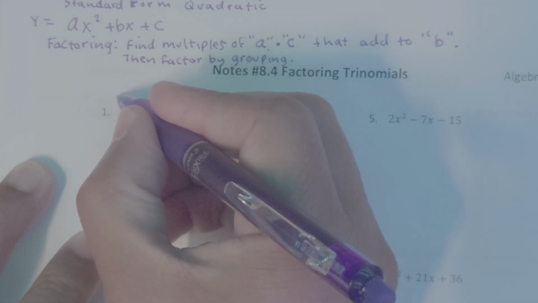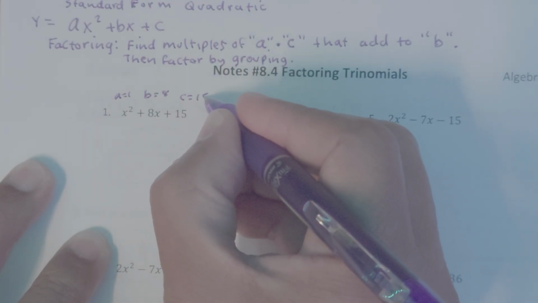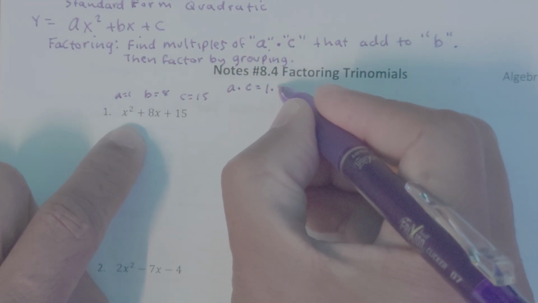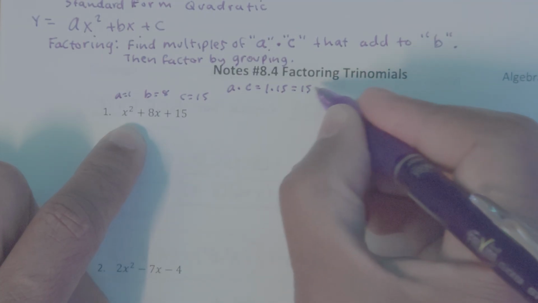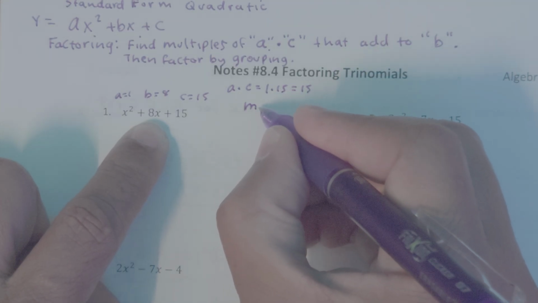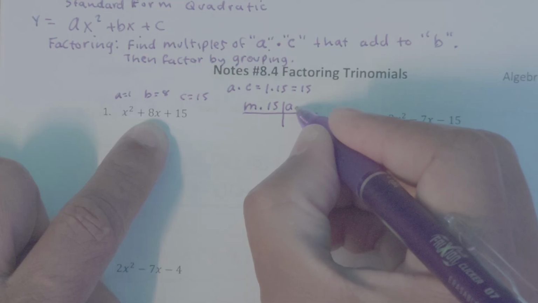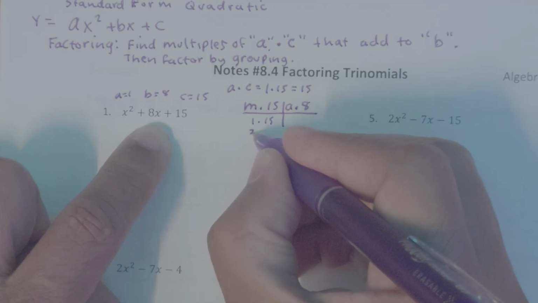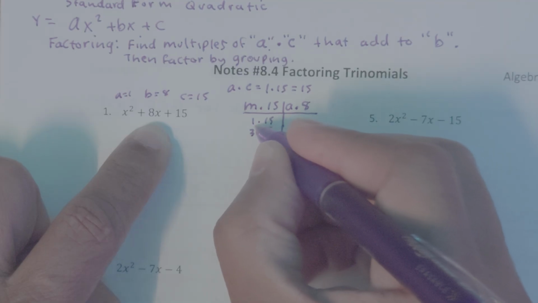So in this case, we know the value of a is implied to be 1, b is equal to 8, and c is equal to 15. So if I multiply a times c, that is equal to 1 times 15, which is equal to 15. Then I need to find the multiples of 15 that add up to 8, which is the b value. So 15 is 1 times 15, and then 3 times 5, and look no further because 3 times 5 is 15, and 3 plus 5 is 8, so we're going to use these multiples.